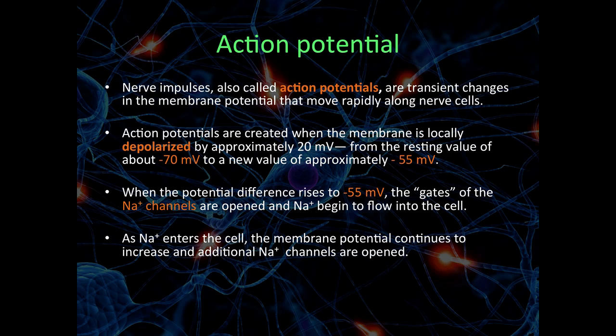and Na+ begins to flow into the cell. So remember what we said before, minus 55 millivolts is what we call the threshold, right? So once you go above that, you will generate an action potential. As Na+ enters the cell, the membrane potential continues to increase and additional Na+ channels will be opened so that you get the formation of an action potential.